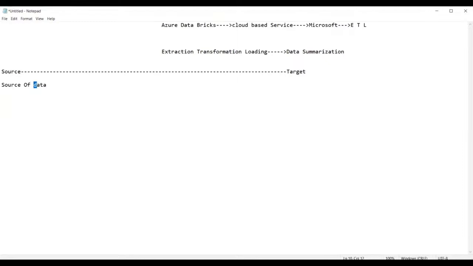So now, tell me, according to you, what are the sources available from where we get the data? What might be the sources from where you get the data?